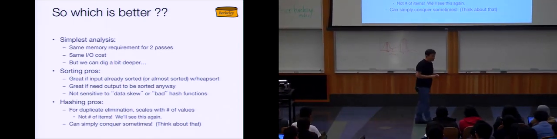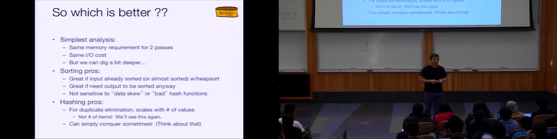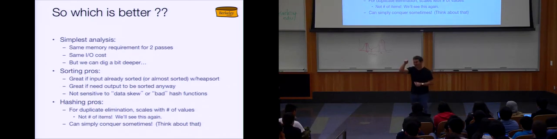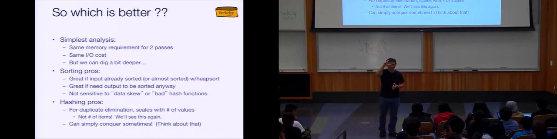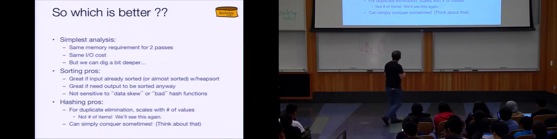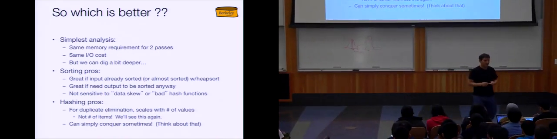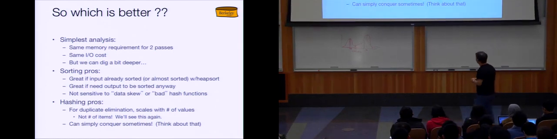Another reason sorting might be good is because you had to sort it because someone told you to. You wouldn't want your Google search items hashed. You want the most likely thing at the top. You don't want to have a random group of things that are equally likely at the top. So if the data has to be sorted anyway, then you'll use sort for everything. And as we said, sort, at least on a single node, is not sensitive to data skew or bad hash functions or anything like that.